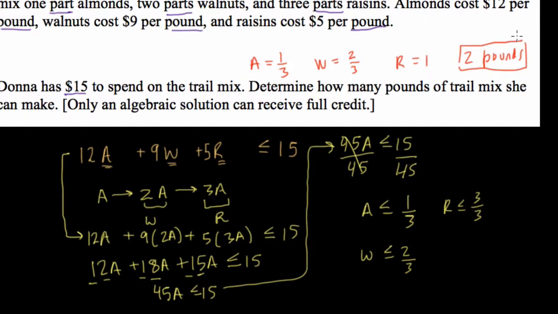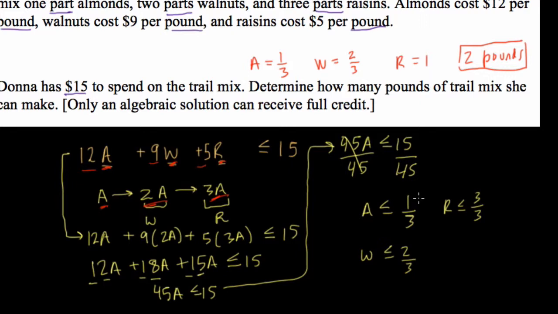So just to recap again, what I first did was think of almonds and walnuts and raisins as representing the pounds of those ingredients. And then these numbers 12, 9, and 5 were the cost of each of those ingredients. And then because I know we can't solve for A, W, and R without having 3 separate equations, what I did do is write W and R in terms of A. So whatever amount of almonds we have, the walnuts will be twice the almonds and the raisins will be 3 times the almonds. So from there we can solve for the almonds and then use that to figure out the rest of the measurements that we can buy.